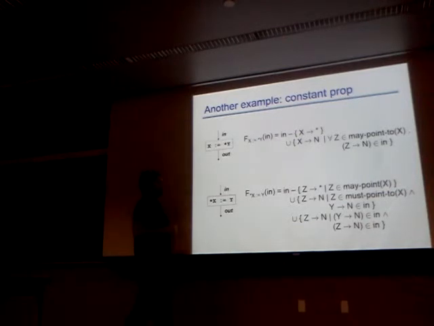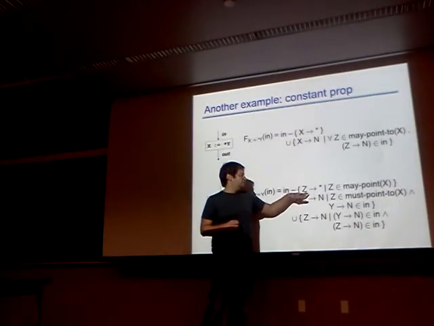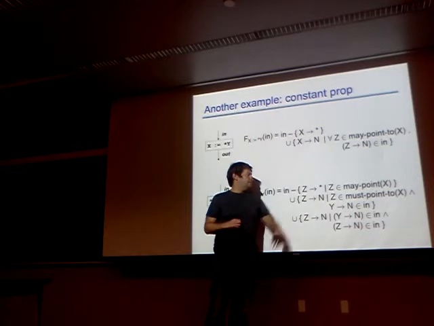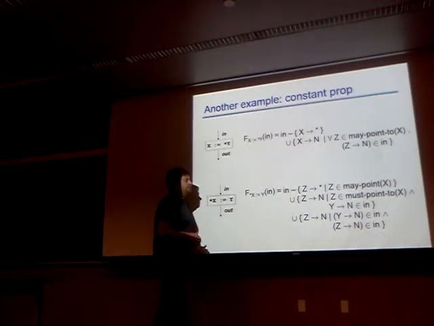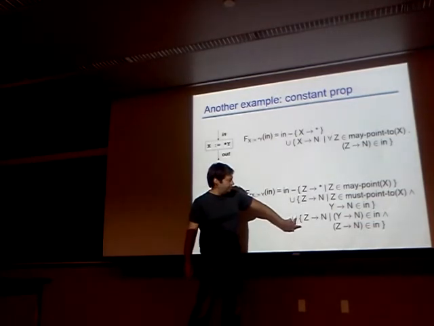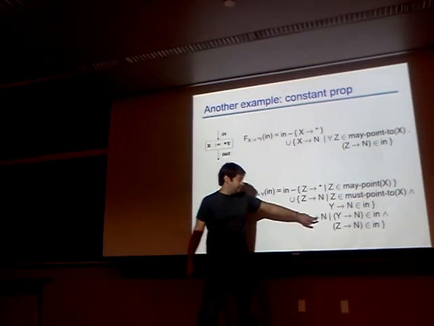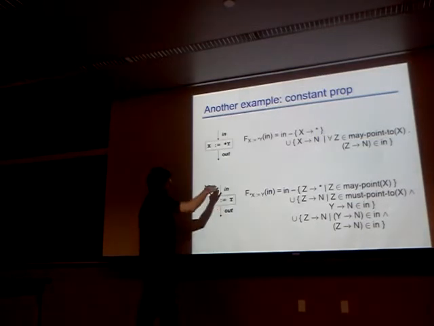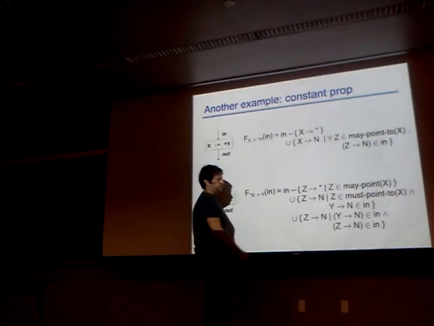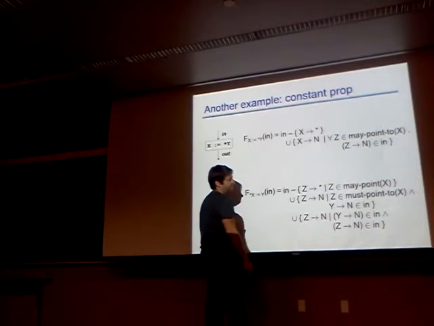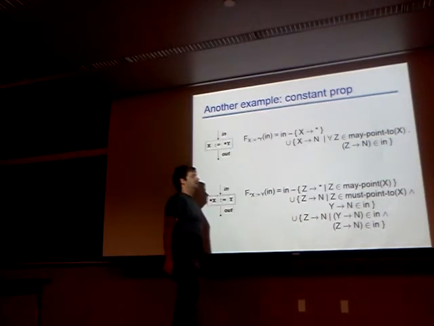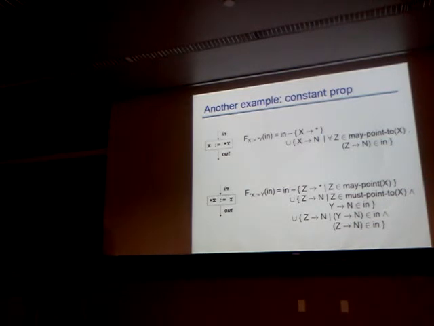Basically, you remove any binding where X may point to Z, that Z is in the may-point-to set. This is the one we came up with at the very beginning, which is this weird one where Z goes to N. You have the Y and Z before, and you can set the Z after, and then you have this one here, which is a must-point-to. All right, any questions on this?